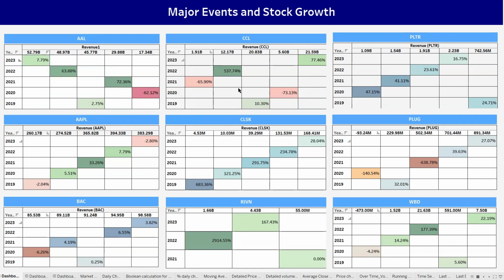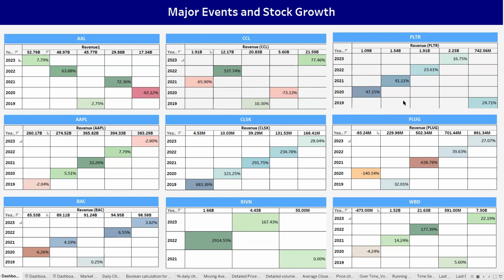Next we have Carnival Corporation, one of the largest cruise and vacation companies in the world. They faced fluctuations in revenue over the observed years. Revenue grew steadily in 2019, but saw a significant decline in both 2020 and 2021 because of the pandemic. And again, we witnessed a remarkable rebound in their revenue in the year 2022, 537.74%, followed by another 77.46% in 2023.